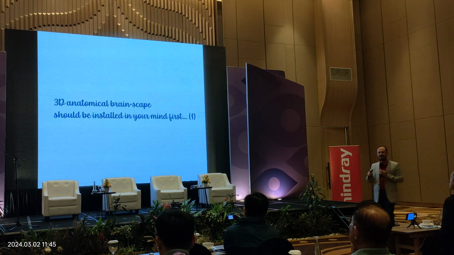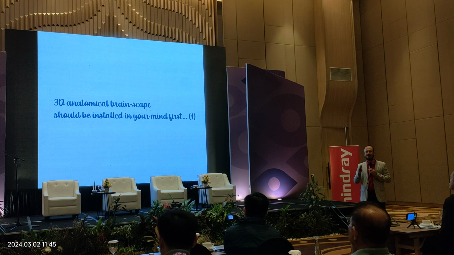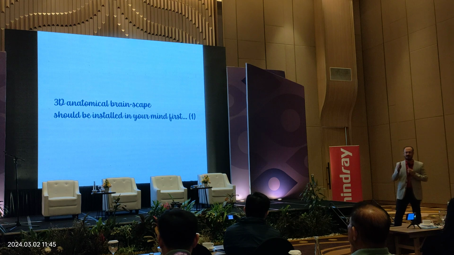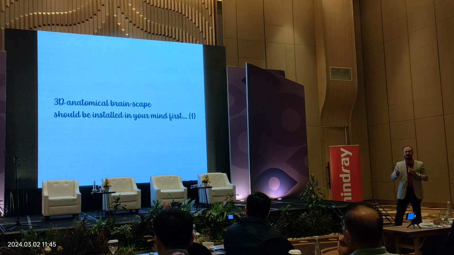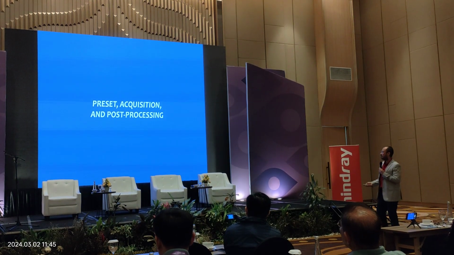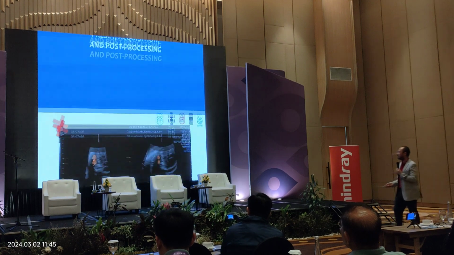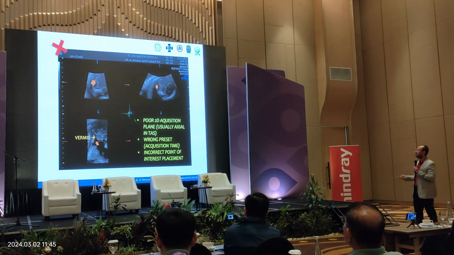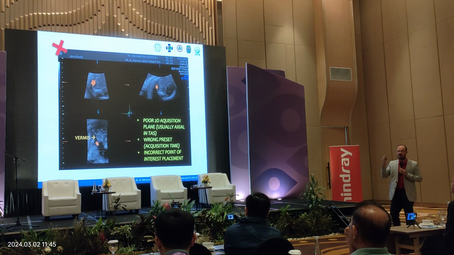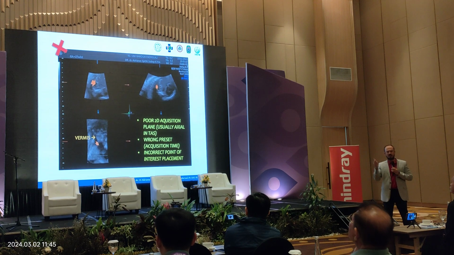So for the first tip, you must be really keen on noticing the anatomical shape of the brain in the axial plane, the sagittal plane, and the coronal plane. And then the next tips are about the preset acquisition and post-processing. Poor 2D acquisitions: if you want to do 3D neurosonography, you should know the two-dimensional appearance very clearly.